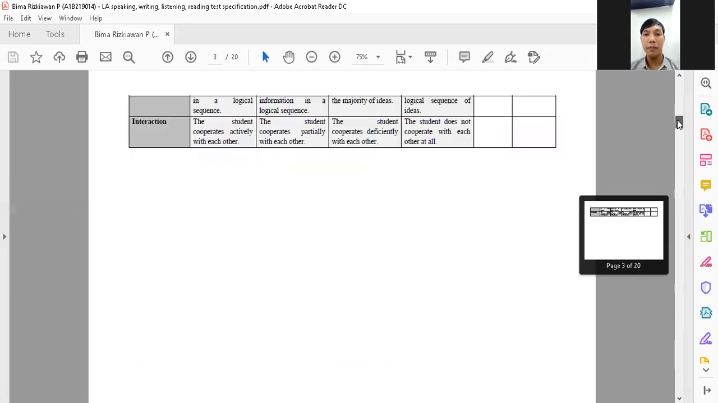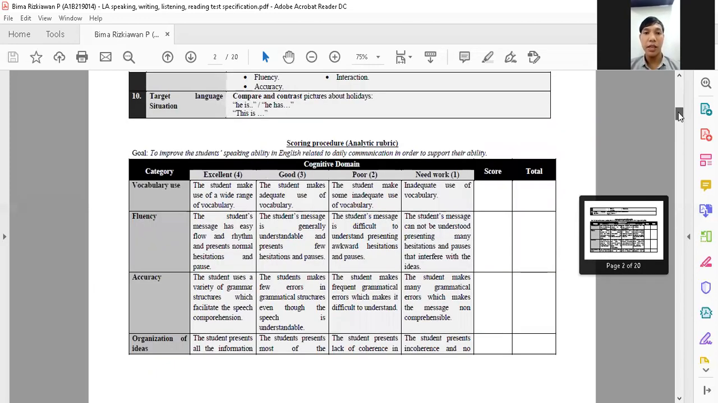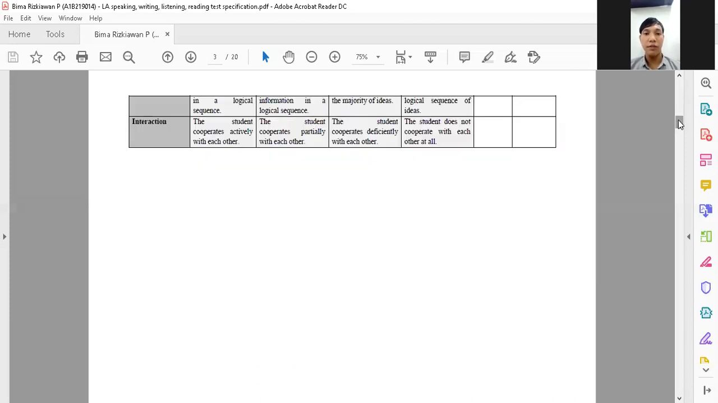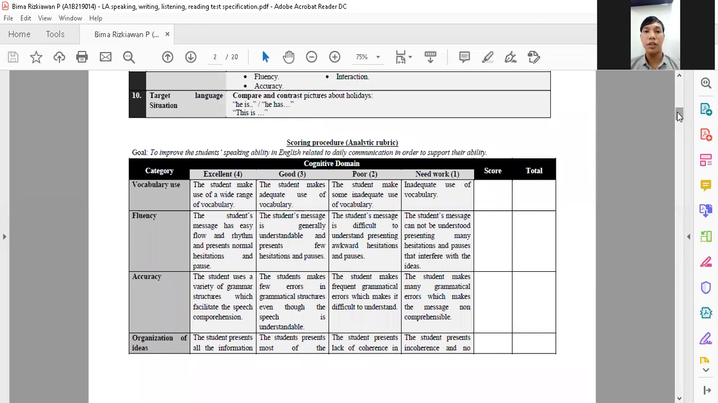About the scoring procedures: an analytic rubric. The goal is to improve students' ability in speaking English related to daily communication in order to support their ability. The categories of this procedure are vocabulary use, fluency, accuracy, organization of ideas, and interaction. Each of the categories has 4 points: excellent, good, poor, and needs work.